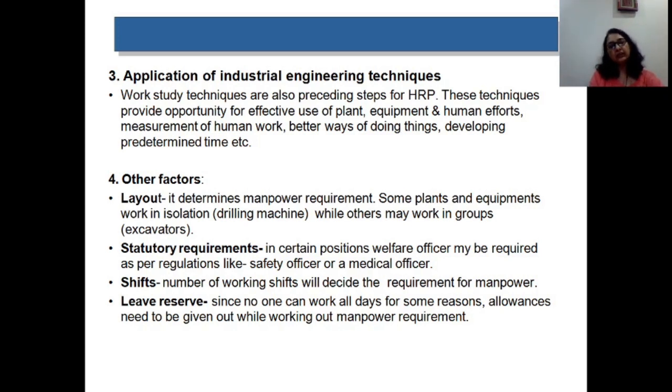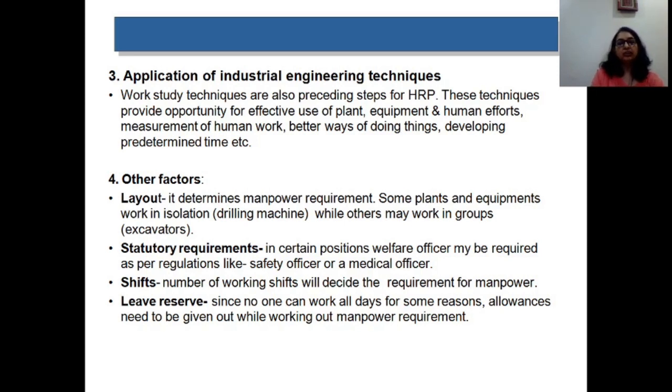Then there are other factors which affect human resource planning, like your layout. So there are some works that are done in isolation, while others are done in groups. So layout determines how much space is required for each individual in order to carry out the task.